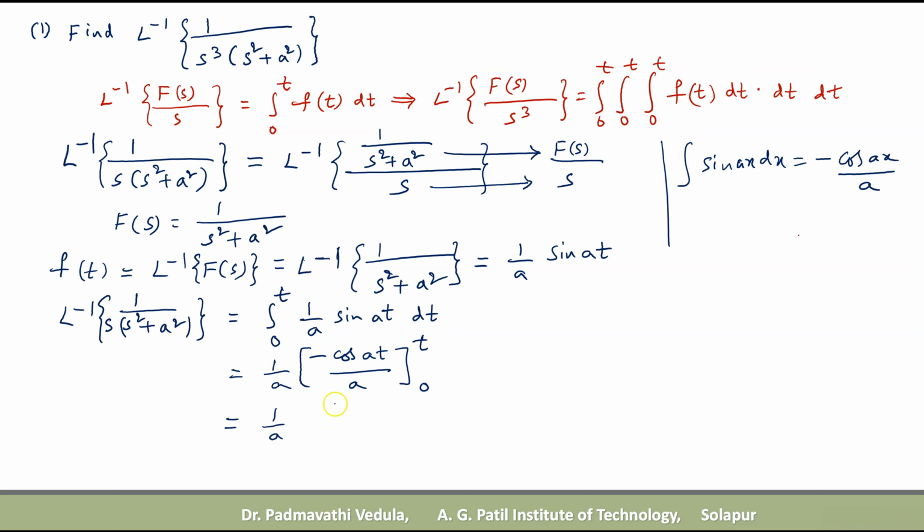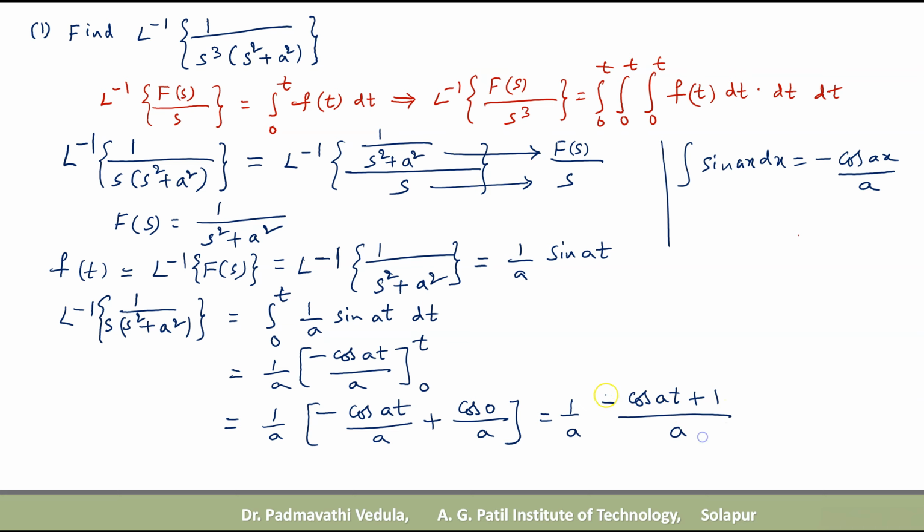Now let us put t equal to t by a. Whenever we apply the lower limit, the sign changes. So here plus cos 0 by a, which is equal to 1 by a into minus cos at plus 1 upon a. Here I have taken LHS and I replaced cos 0 by its value, that is 1. So this is nothing but 1 minus cos at upon a square. So if we integrate once, we got 1 minus cos at by a square.